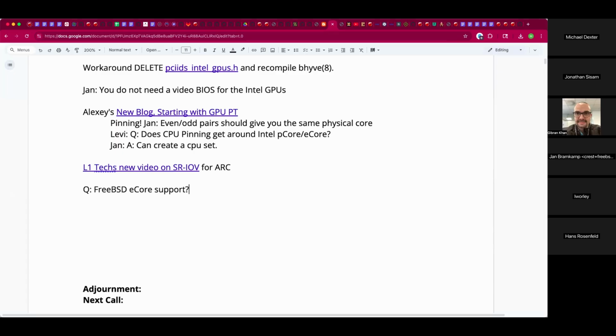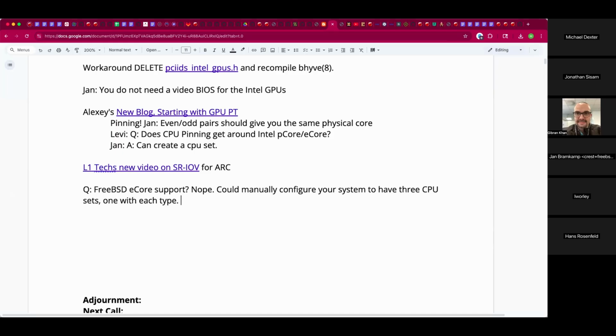You can manually configure your system to have basically three CPU sets: one with only the P cores, one with only the E cores, and one with everything. And then you can assign your applications to these CPU sets. So it's just like you could launch stuff with sudo, as a wrapper, but yeah. Cool.